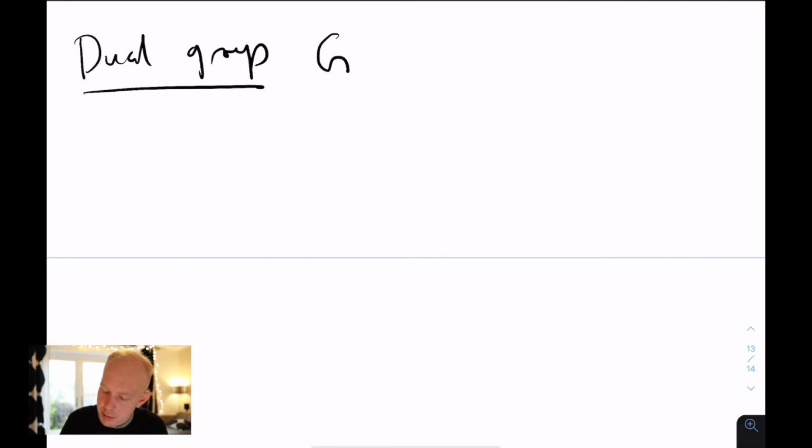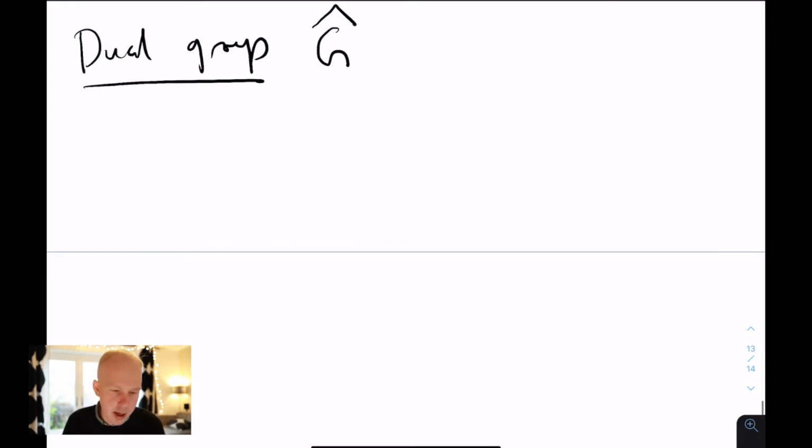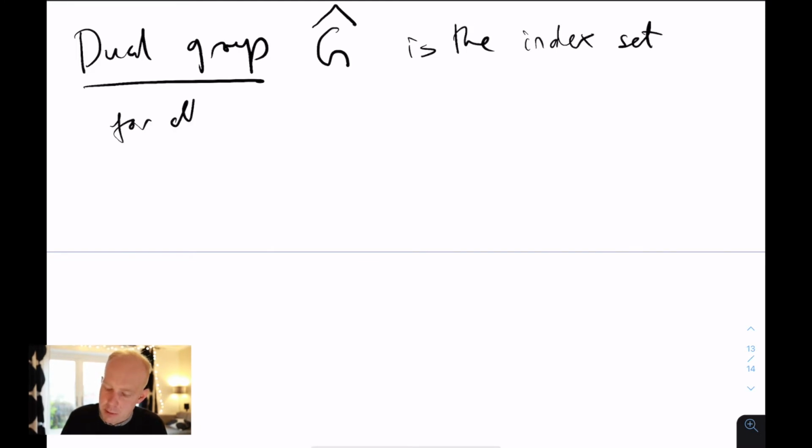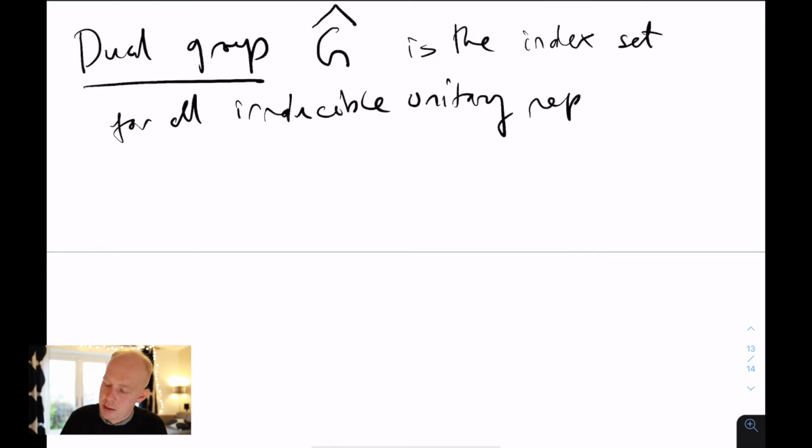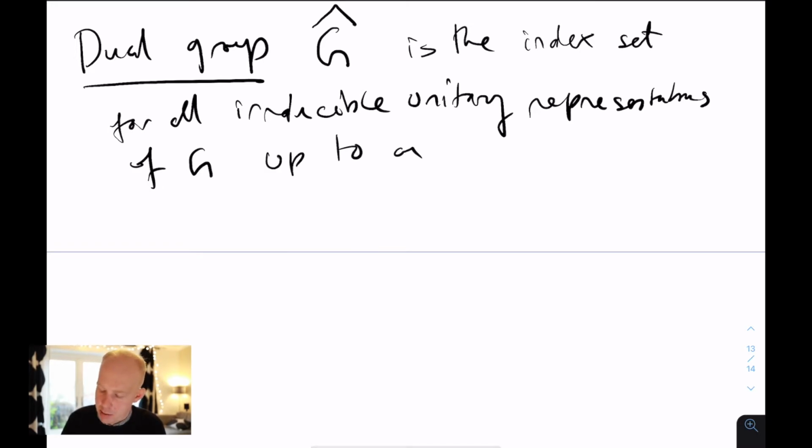So let's go to the definition of the dual group. I call it hat G. So we have the finite group G, and then hat G is basically the index set for all irreducible unitary representations of G up to an isomorphism.